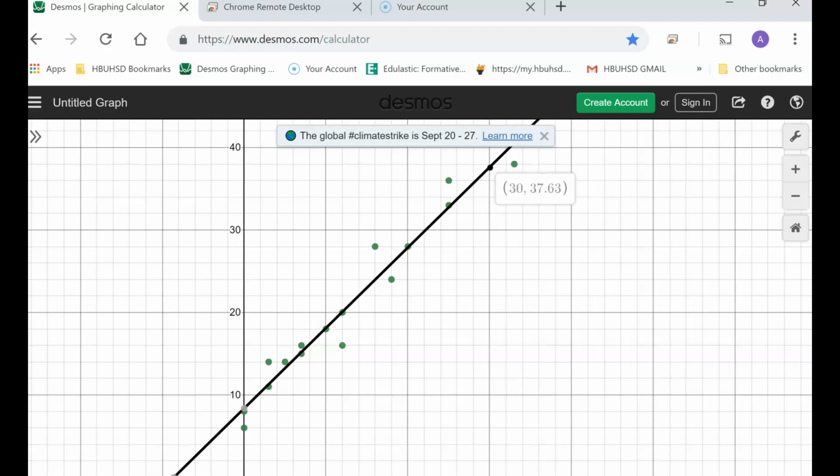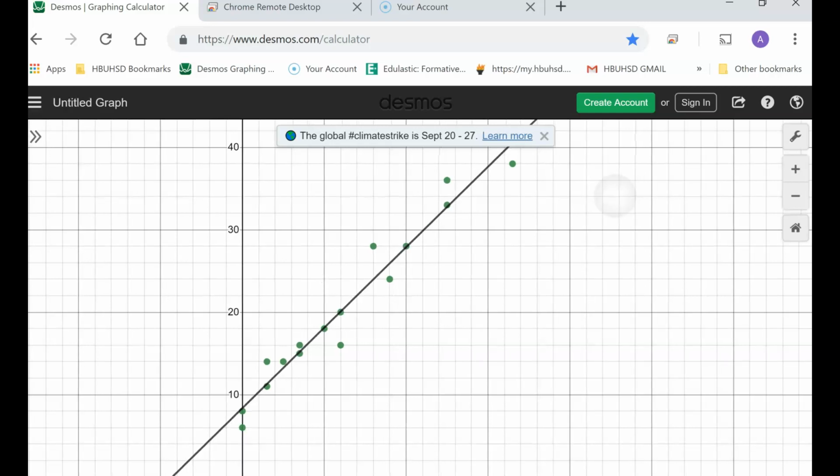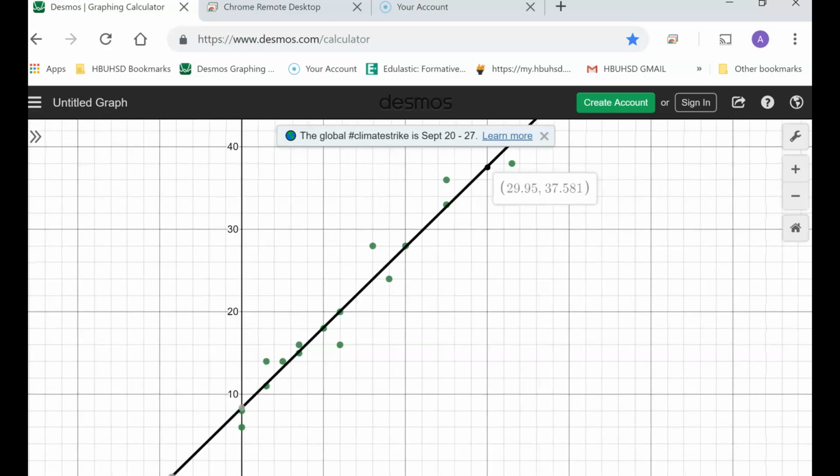Put your cursor on x equals 30. Desmos should give you a set of coordinates. Can you see it? So that's how we've used Desmos to help us out. Again, move your cursor to where x equals 30. It gives you an ordered pair. What ordered pair did Desmos give you? 30 comma what? 37.67. Yeah.